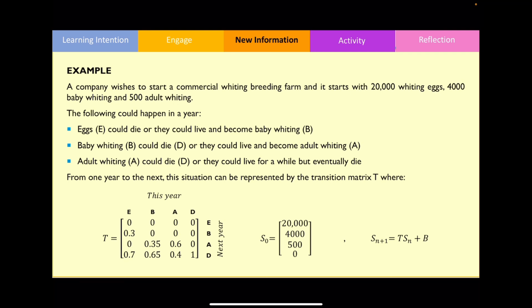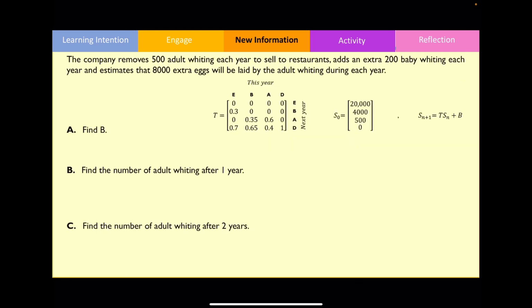The first part of this question wants us to find the value of our column matrix, okay? And this can be found by reading this particular statement over here. It's saying that 500 adult whiting each year are sold. Therefore, this value, the third value in our column matrix, should have a negative sign. And it's saying that we're adding an extra 200 baby whiting and we're also adding an extra 8,000 eggs, okay?